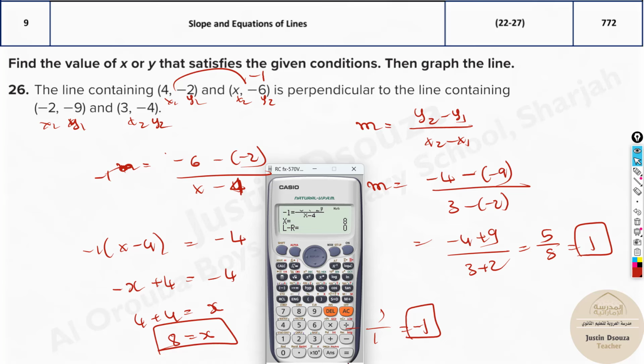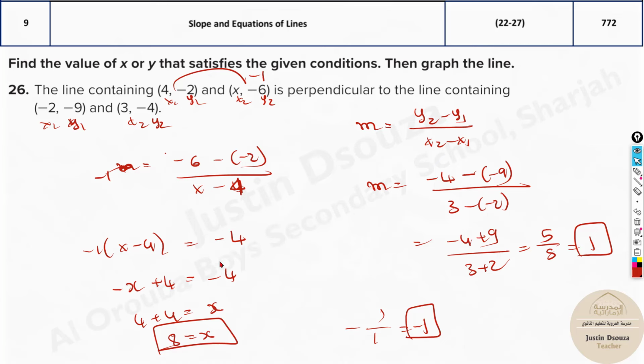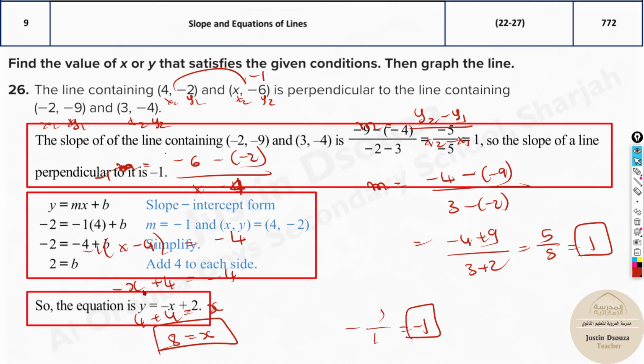You need to press shift, solve, and then equal to. Only then you get the answer. Now let's just check the answer. The x value must be 8, but they are asking for slope again. But remember here, guys, they have clearly mentioned find the value of x. In the exam, if they ask you to find the value of x, this is the answer, 8.